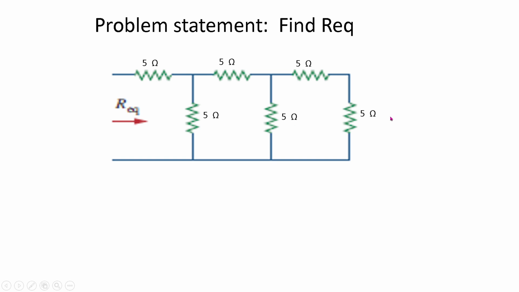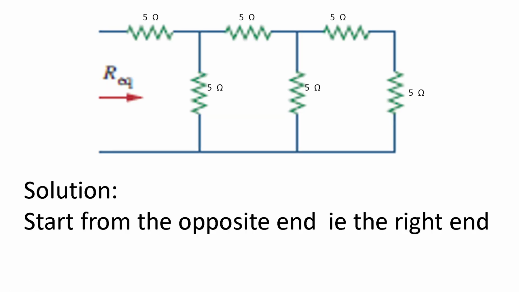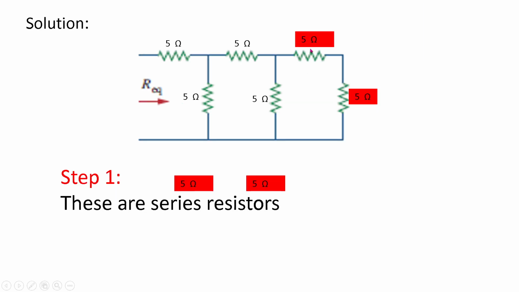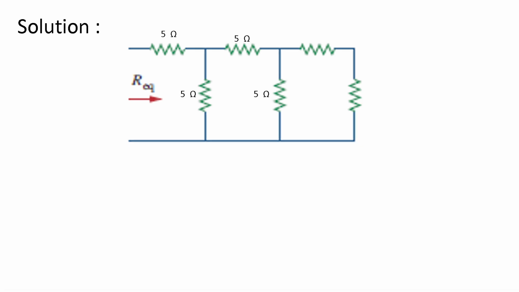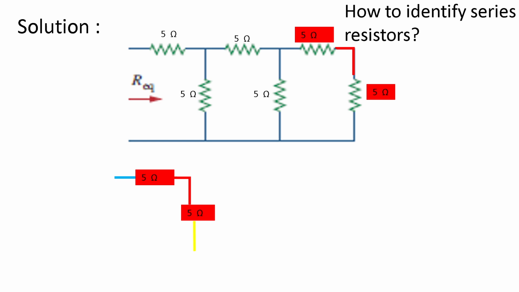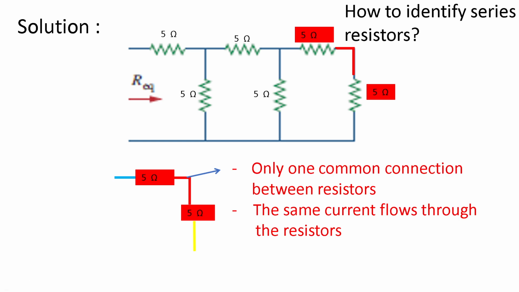To find the R equivalent, we have to start from the opposite end, that is the right end. And we identify these two resistors as series resistors. But how do you actually identify them as series resistors? Here you have a common connection between these two resistors. That too only one common connection. The other arm of these resistors is connected to some other resistor or to the reference node only. Technically speaking, the same current will be flowing through this path in which these two resistors are connected. Then we say that these resistors are series resistors.